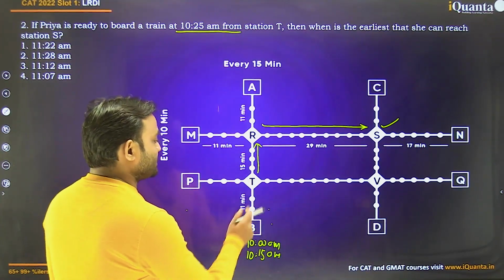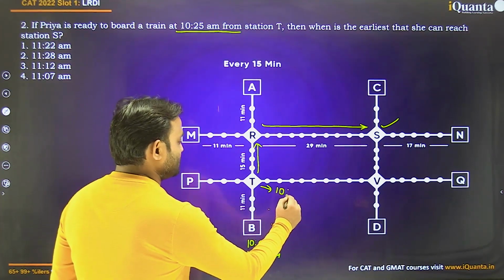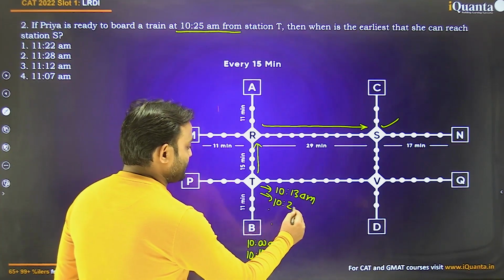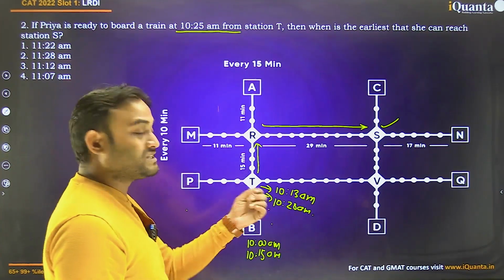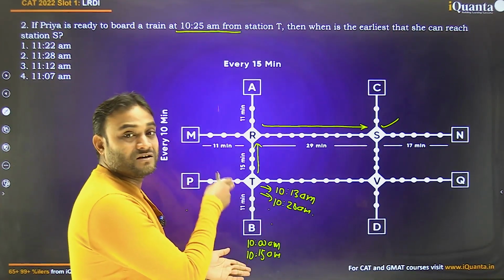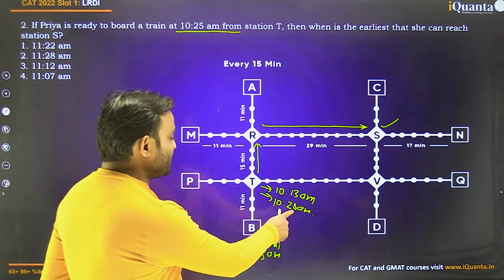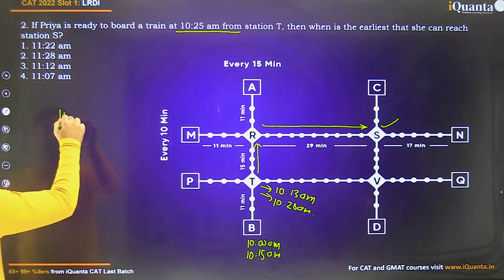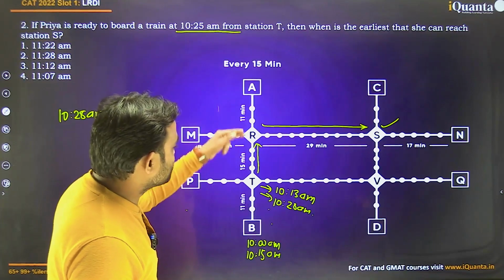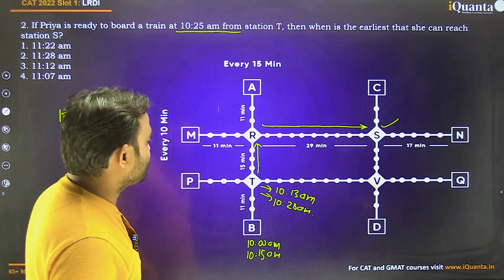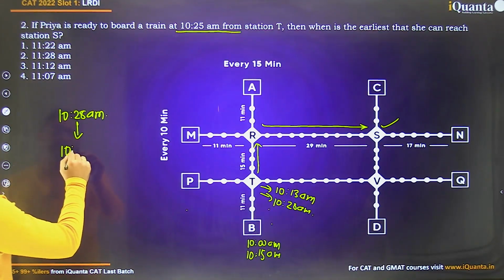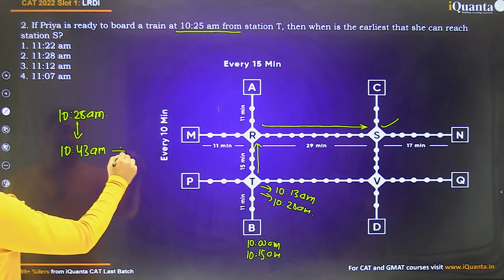So 10:13. The timings here would be a train could be starting at 10:30 am or 10:28 am from T. So now you can see there is only a 3 minute wait. So Priya must catch a train which has originated from station B. So now she is boarding a train at 10:28 am. Now she will go from T to R first, she will take 15 minutes. So if you add this, she is at R at 10:43 am.